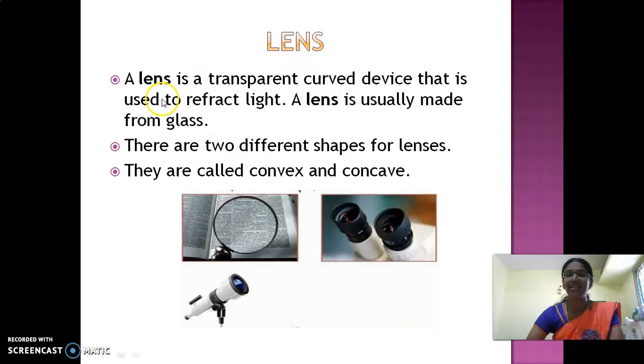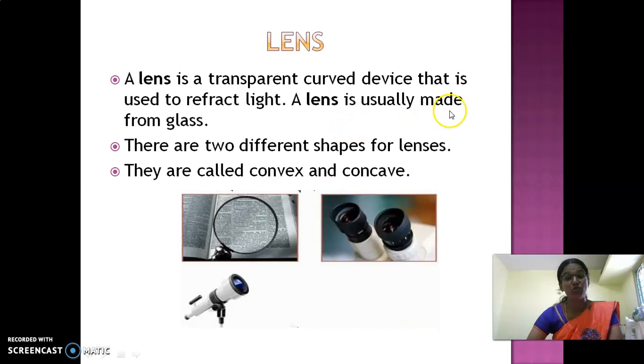First, lens. A lens is a transparent curved device. It is a curved device that is used to refract. What do you mean by refract, children? While studying the properties of light, I told you what is meant by refraction. It is the bending of light rays.